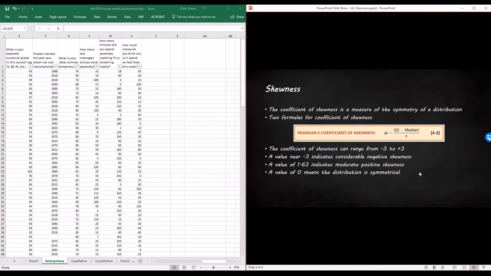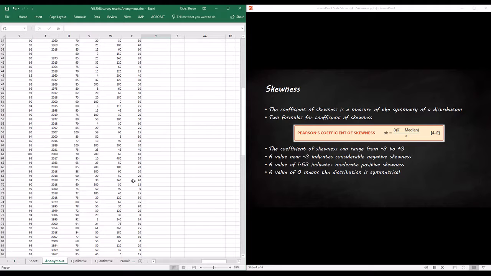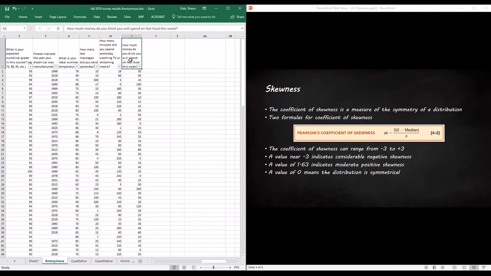So with skewness, the way that we determine skewness is we calculate the coefficient of skewness, and the formula that we use to do that is Pearson's coefficient of skewness, which is 3 multiplied by x bar minus median, or the mean of the data minus the median of the data, divided by the standard deviation. So what we're going to do is calculate the mean and the median really quick, specifically of the data in our survey.